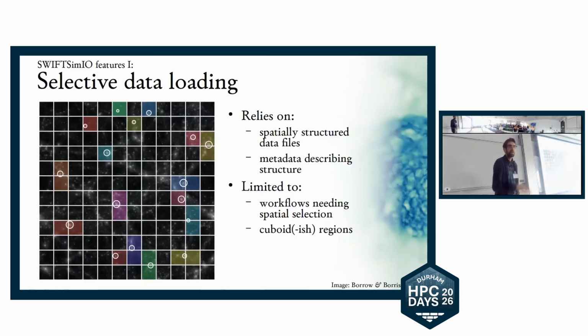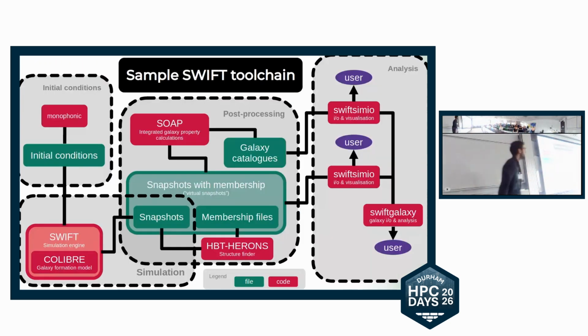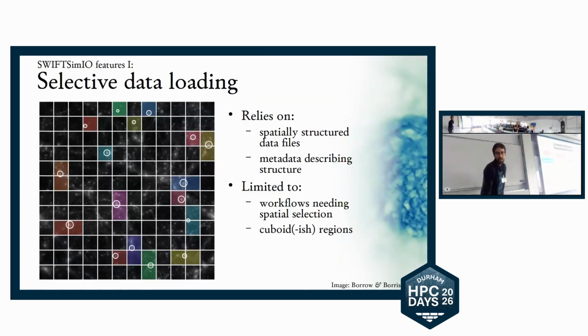Okay, so I'll pull out a couple of example things that we have to worry about when writing these analysis codes. I'm starting with Swift.io, which is slightly lower level. It interfaces directly with these data files. And let me talk about some of the things that make it tick.